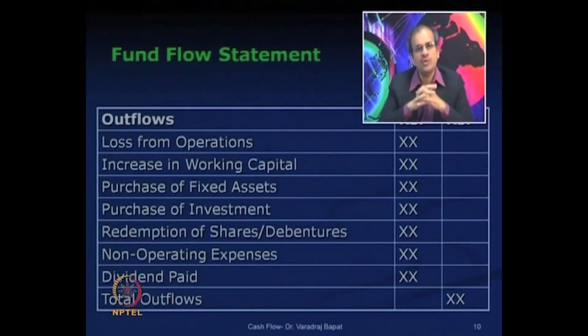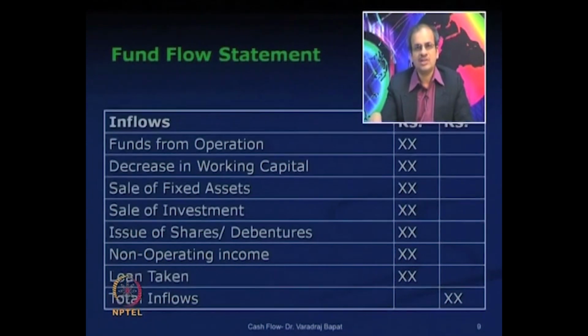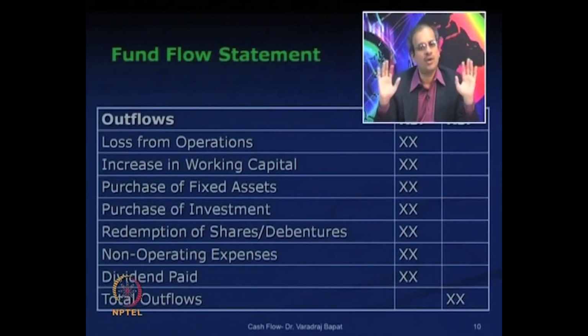Now, take a look at outflows. In case of outflows, we look at loss from operations, increase in working capital, because when the working capital increases for the business, the long term money is invested in working capital. So, it is treated as an outflow. Then naturally there is a purchase of fixed asset, purchase of investment. If you redeem the shares or if you pay dividend, they also represent outflows. So, let us go back. Fund flow statement on one side lists out the inflows and also lists out the outflows. We have to see that the total inflows match the total outflows. So, this is a brief about fund flow statement.